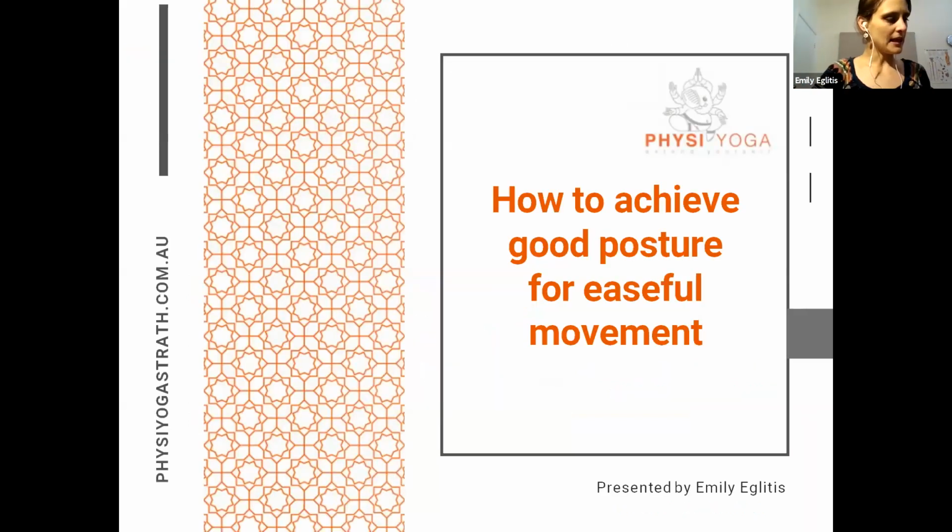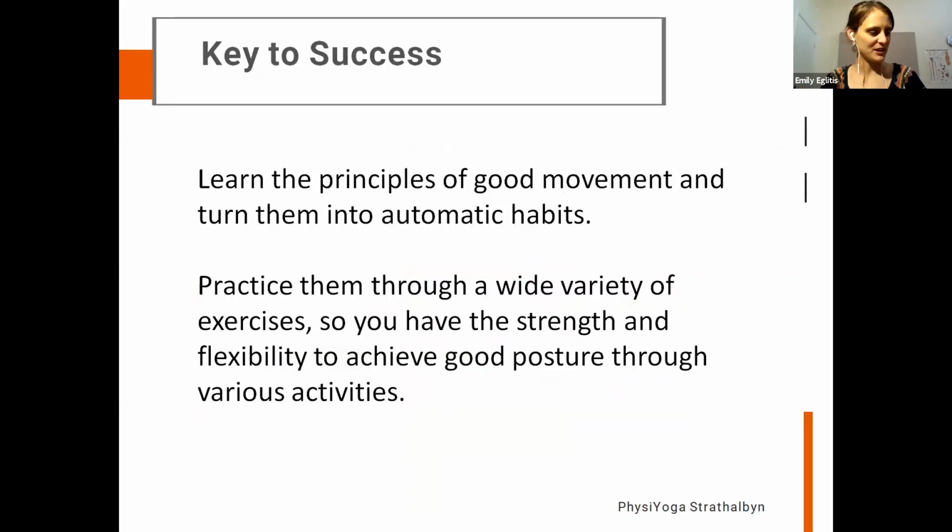So let's talk about how we achieve good posture, knowing that the aim of all this, of good posture and switching on our core muscles, is for easeful movement. So the key to success is that we want to learn the principles of good movement, turn them into habits, and then practice them through a variety of exercises in different positions so that we've got the option to use that new variety through anything we do in our life.